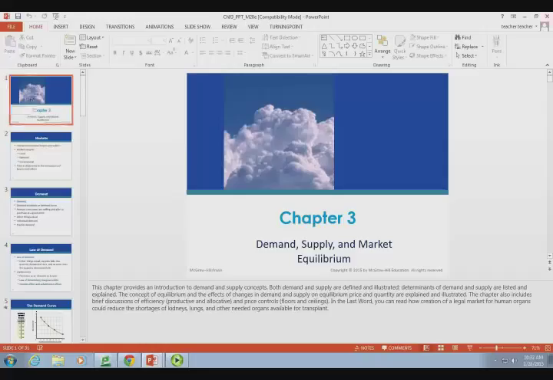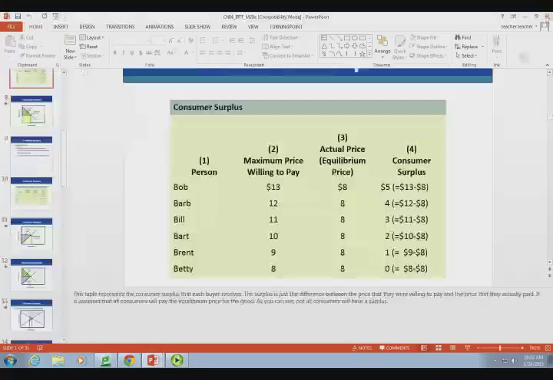Okay, let's go over this. So when we take a look at consumer surplus, we have $11 as the market price. We have Bob, who is willing to pay $13. The market price is $11, so we have $2 there. We have Barb, who's willing to pay $12 for an $11 product, and so we have $1 there.